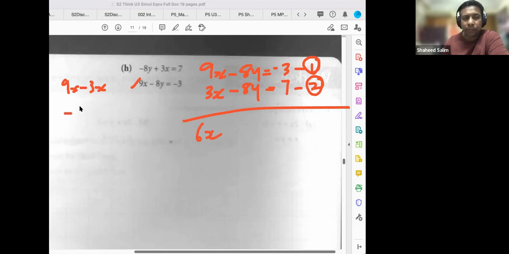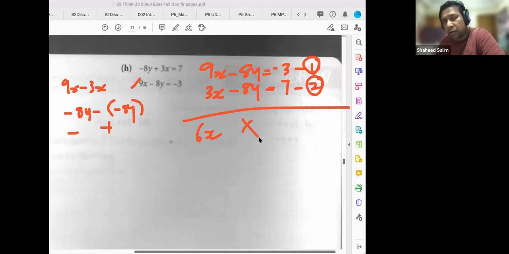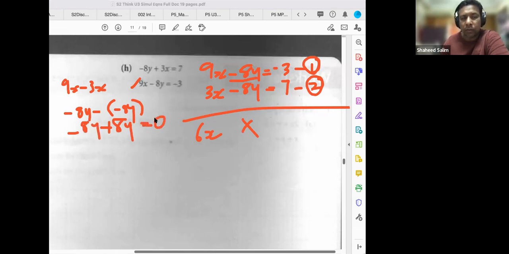Minus 8y minus negative 8y. Can you see now here? Minus minus become plus. So minus 8y plus 8y, 0. No, nothing here. You get it or not? You understand? Negative 8y minus negative 8y. Minus minus gives you plus. So it becomes negative 8y plus 8y. This one is equals to 0. Kosong. 0, we don't need to write anything down here.